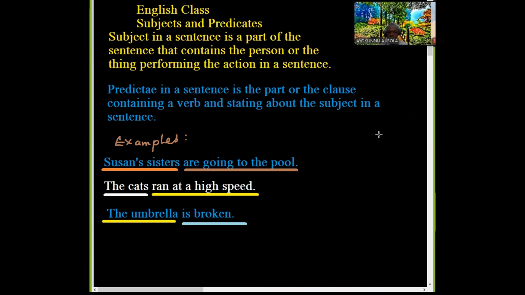Okay, we look at one more example, then I'll give you some work to do. Let's look at this. She fell asleep on the bench. She fell asleep on the bench.